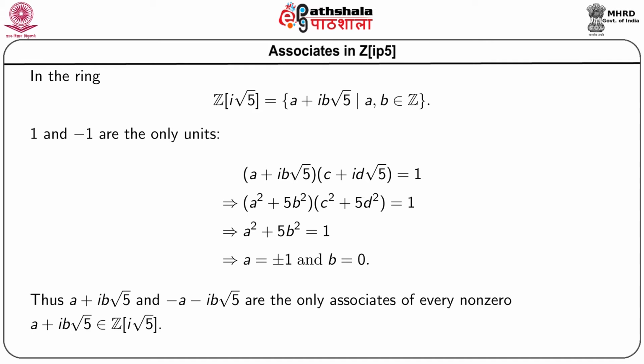Which again implies that a² + 5b² must be 1, and it has only two possible solutions. One is a equal to 1 and b equal to 0, the other is a equal to minus 1 and b equal to 0, and these two solutions give us that 1 and minus 1 are the only units in Z[i√5]. Thus, every non-zero element a + ib√5 in Z[i√5] has two associates. One is a + ib√5 and the other is minus a minus ib√5.